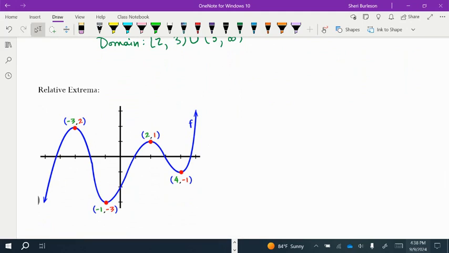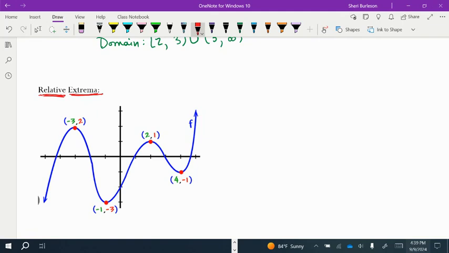Okay, so relative extrema. The word extrema here should make you think of extreme values. So we want extreme values, maximums or minimums, a lower bound or an upper bound, or the highest value a function can take on and the lowest value a function can take on. But this relative means that we are only looking for extreme values relative to the points near them.